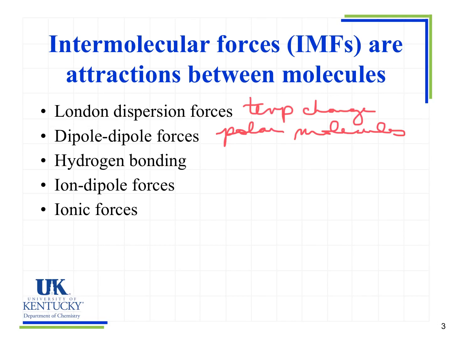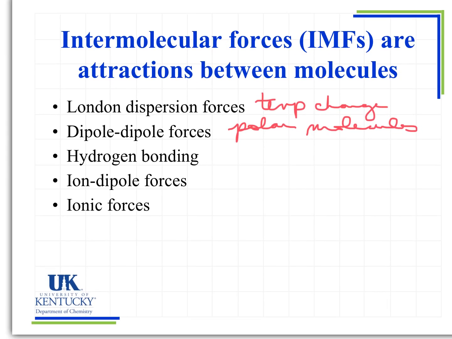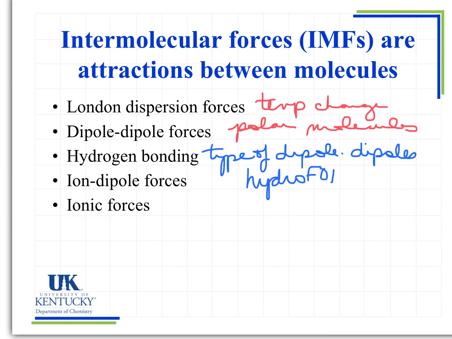Hydrogen bonding is generally stronger than dipole-dipole forces, which are generally stronger than London dispersion forces, but hydrogen bonding is a type of dipole force. Okay? So it's kind of a fancy dipole force. And we can actually call this hydrogen F-O-N bonding, just as a way to help us remember what's actually involved when we're looking at a molecule that has hydrogen bonding.